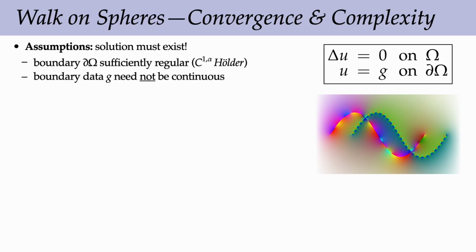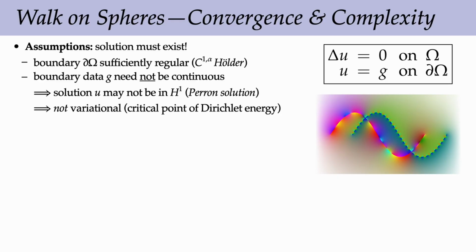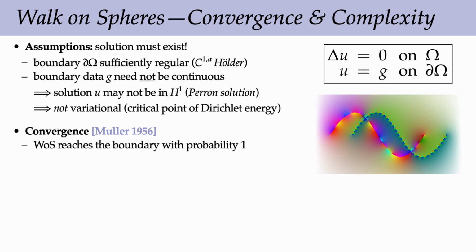That is in and of itself interesting, because it means the solution we get might not be in H1. In particular, that means we're talking about a much larger space of solutions than we ordinarily do with finite element methods. We can also talk about properties of the algorithm. Muller, for instance, proved the very basic fact that walk-on spheres reaches the boundary with probability 1, and most importantly he showed that the exit distribution of this walk-on spheres procedure is the true harmonic measure on the boundary. So that is why it's giving us the true solution to the original PDE.